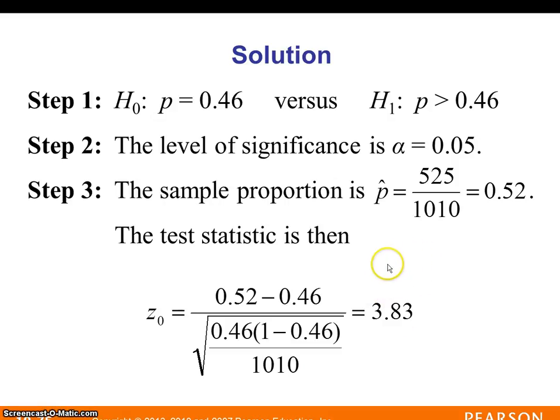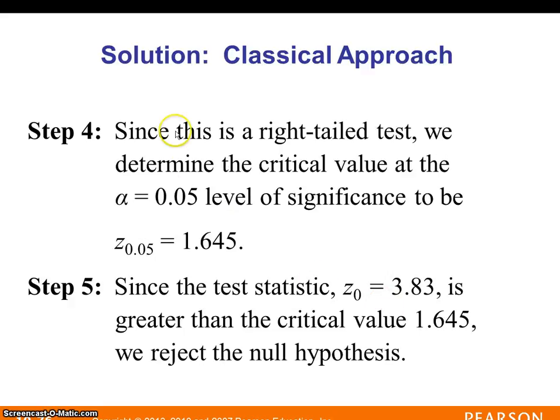If you use the classical approach, you'd need to compute z sub alpha in this case and compare it to this test value. With the classical approach, the level of significance is 0.05. So z of 0.05 is this number. How does that compare to the value that we calculated? In this case, the test statistic is greater than the critical value, so we reject the null hypothesis.